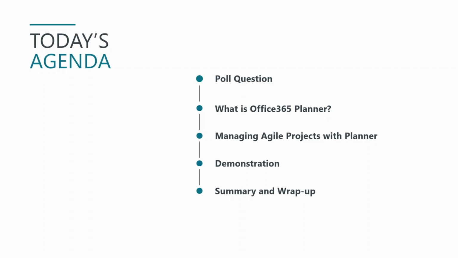But we'll also go over just an overview of what Planner is. For any of you who are not necessarily familiar with it, we'll give a quick overview of what it's good for, what it is, what it does not do, and then we'll get into how you can manage some of your Agile projects with Planner. I'll go into a demonstration, actually pull up the application itself and run through some things with you. And then leave some time at the end, hopefully, to do a quick wrap up and give you a chance to ask some questions.